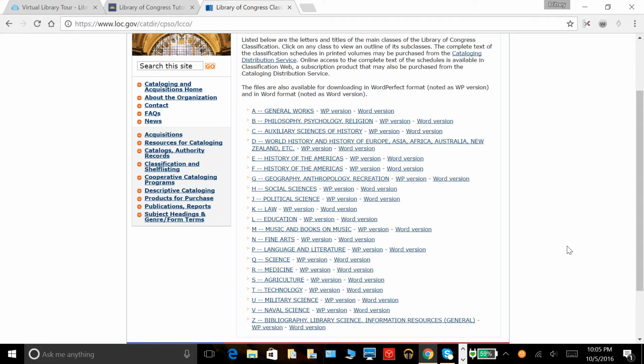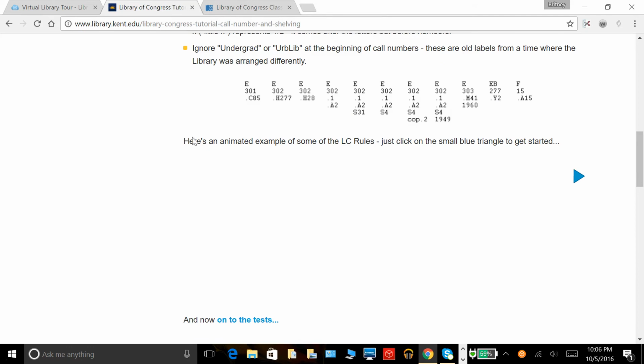Now on to navigating the call numbers. So when you look up a book, it'll give you a call number. And it's going to look something like this. This is one of my favorite tutorials. It's from Kent State University. And it gives you an animated example of the Library of Congress rules. And it walks you through and kind of builds the call number for you and shows you what to look for and where you'll find it on the shelf. Let's go ahead and get started.